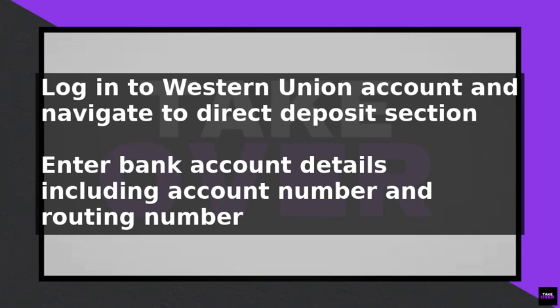Western Union will send 2 small deposits to your account, which you will need to confirm by entering the exact amounts. This is a security measure to ensure that the account belongs to you and that the details are correct.